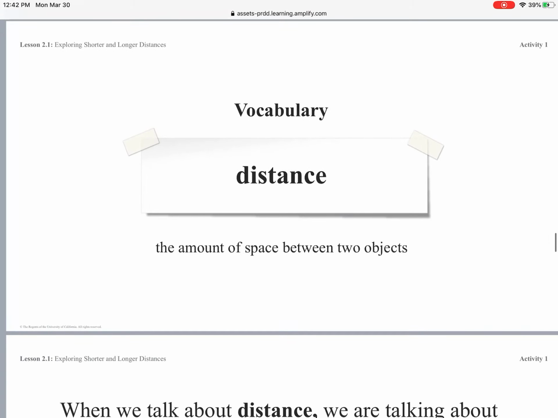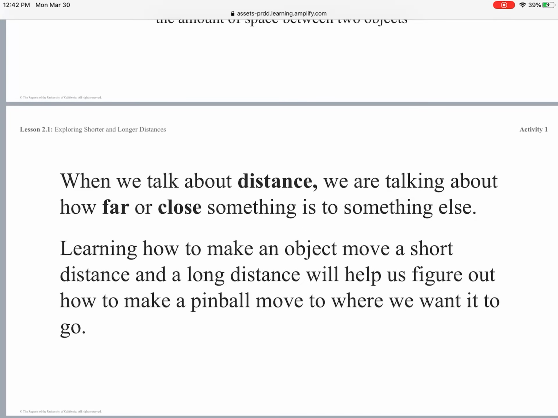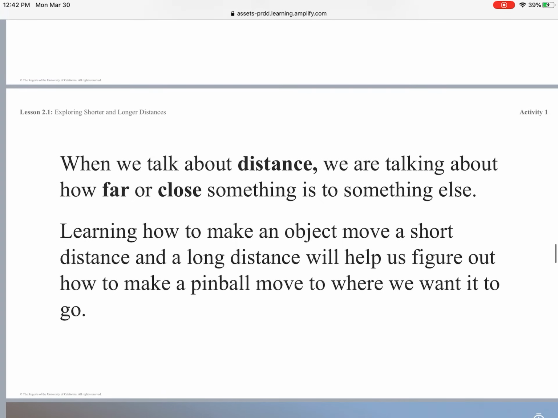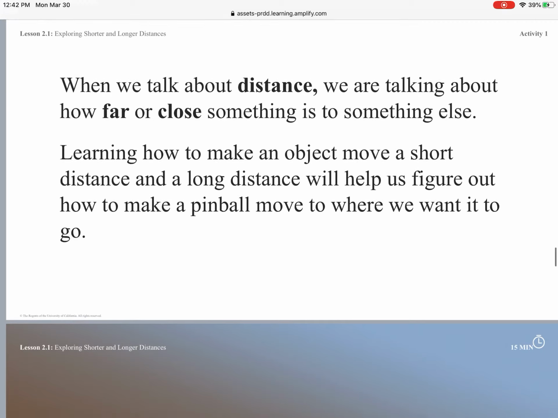Your vocabulary, write this down, is distance. The distance is the amount of space between two objects, so long or short. When we talk about distances, we're talking about how far or close something is to something else. Learning how to make an object move a short distance and a long distance will help us figure out how to make a pinball move to where we want it to go, okay?